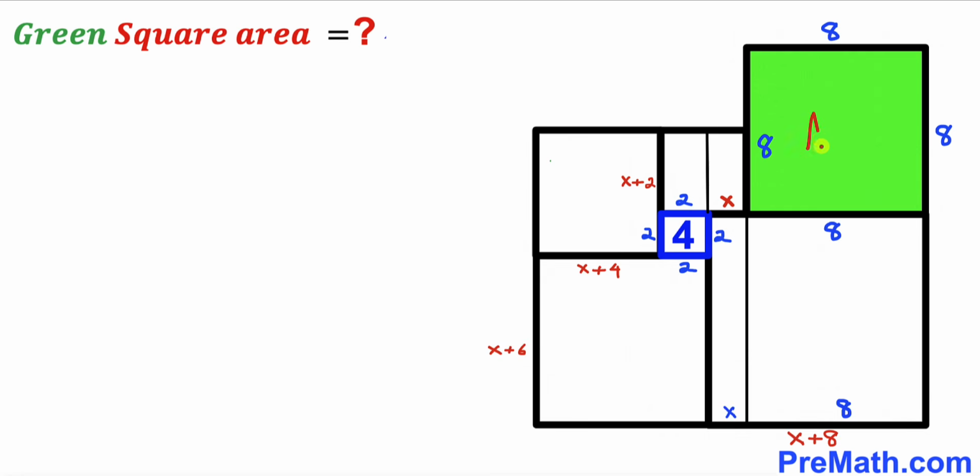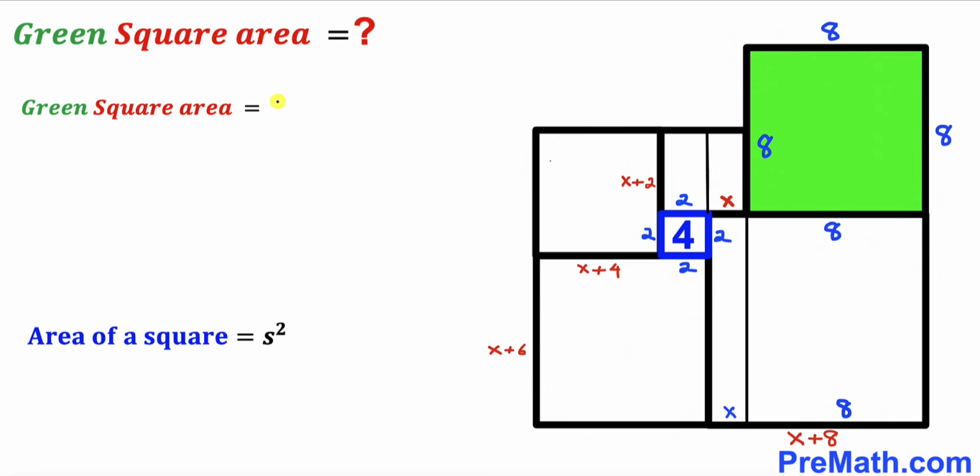Now we can calculate the area of this green shaded square easily. Let's recall once again the area of a square formula: area equals s squared, where s represents the side length. In our case, the side length of this green square is 8. So the area is 8 squared, and 8 squared is 64. So the area of this green shaded square turns out to be 64 square units.